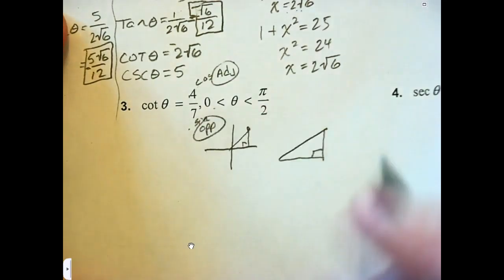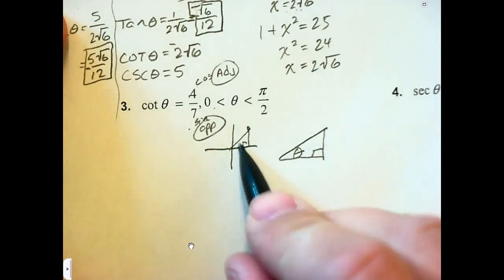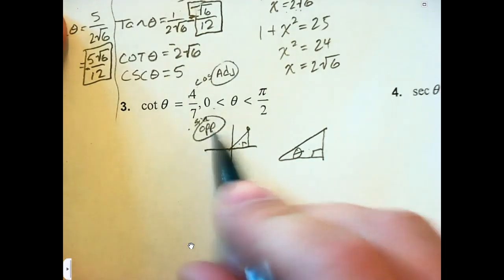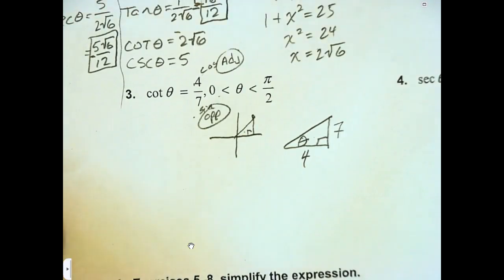How does that help? It means when I label my triangle and theta, notice I'm trying to get the same picture here. This is opposite. This is adjacent. That gets us started. That's how you start each of those.